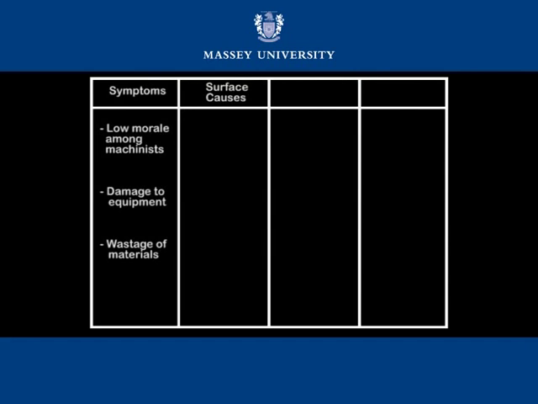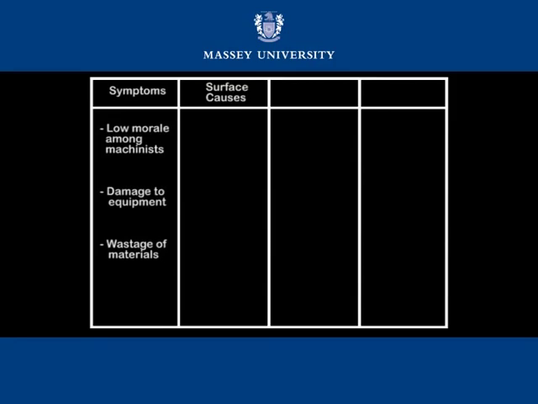If we look back at our list of the facts of the case, we have several problems which have been identified. I'm going to have a look at a few of these interrelated problems here. Low morale among machinists, damage to equipment, and wastage of materials. These are the things that have been identified in the case study already, some of the symptoms of the organization's problems. In the second column of my table, I'll identify the surface causes of these symptoms.